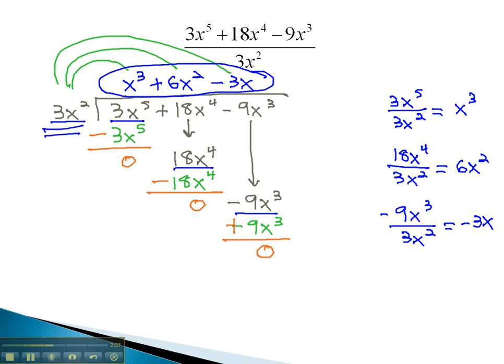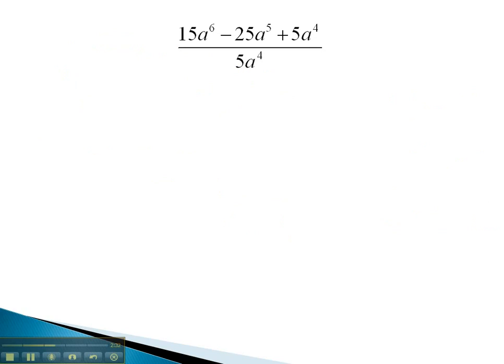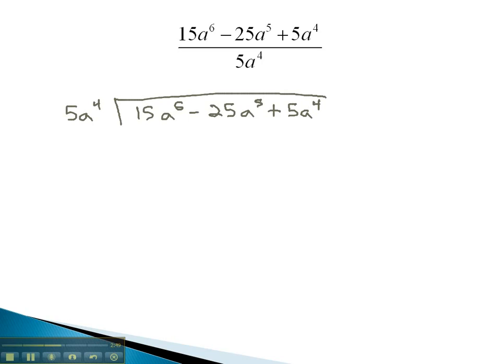Let's try another example so we can see this long division by a monomial one more time. In this problem, we're dividing 5a to the 4th into the polynomial 15a to the 6th minus 25a to the 5th plus 5a to the 4th. Again, we will start by dividing our front term, 15a to the 6th, by 5a to the 4th. That will reduce to 3a squared. Again, if you're not sure, feel free to show your division off to the side.